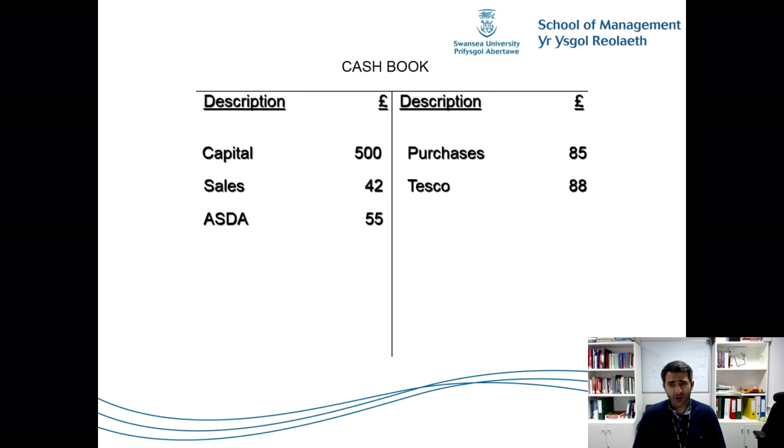First, let's have a look. The first one we look at is the cash book. This is the cash book after you recorded all the transactions. This is what it looks like. So let's have a look now. First step, you add up both sides and you take the larger side. If we add up both sides, if you look at the left side, 500 plus 42 plus 55, that's 597.